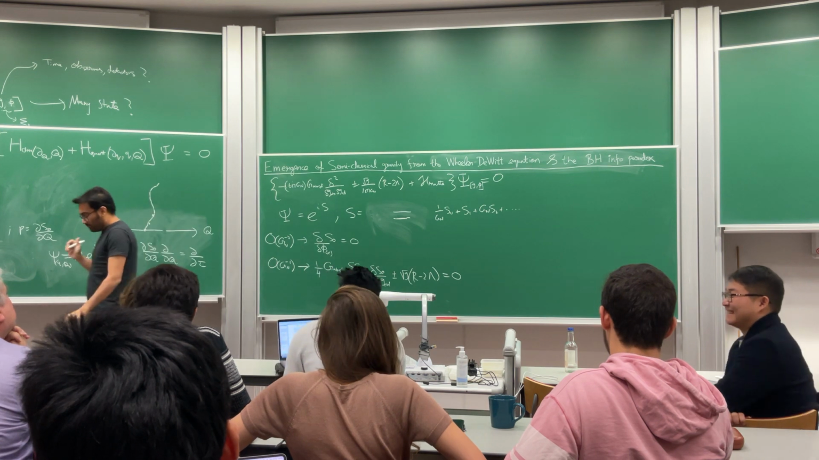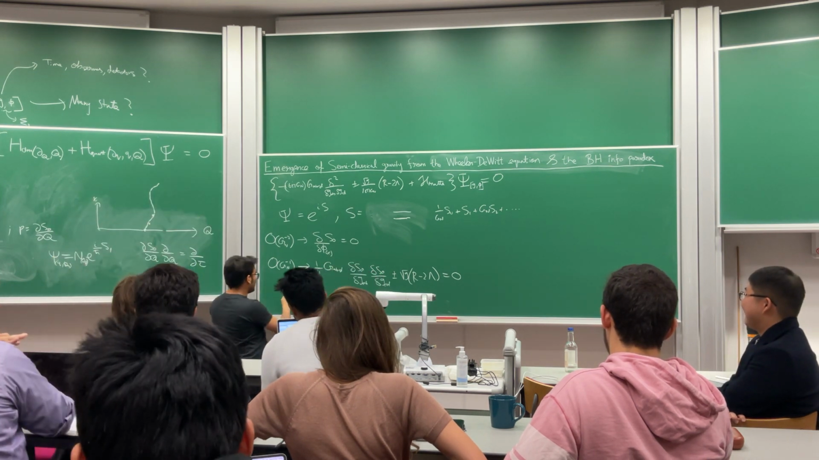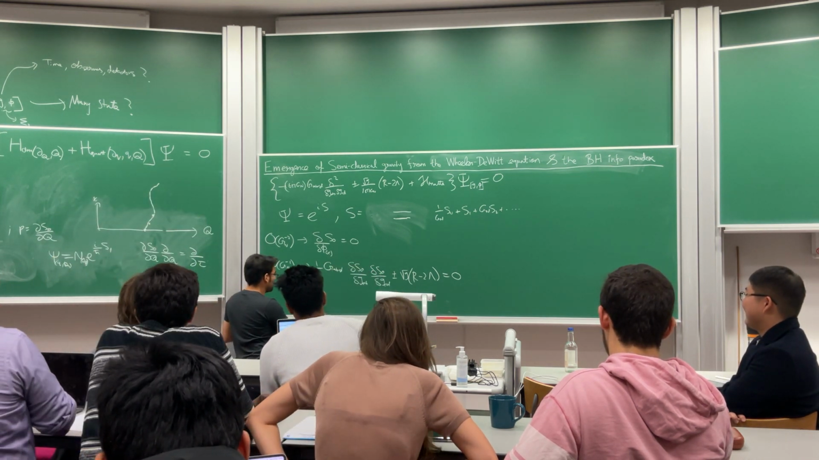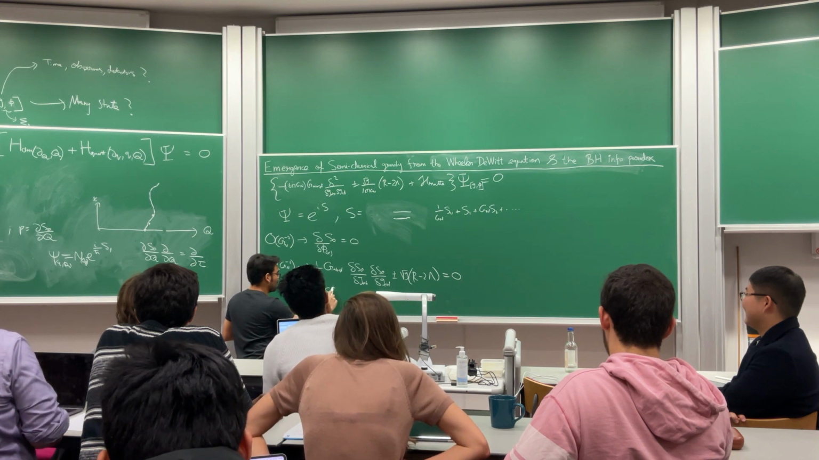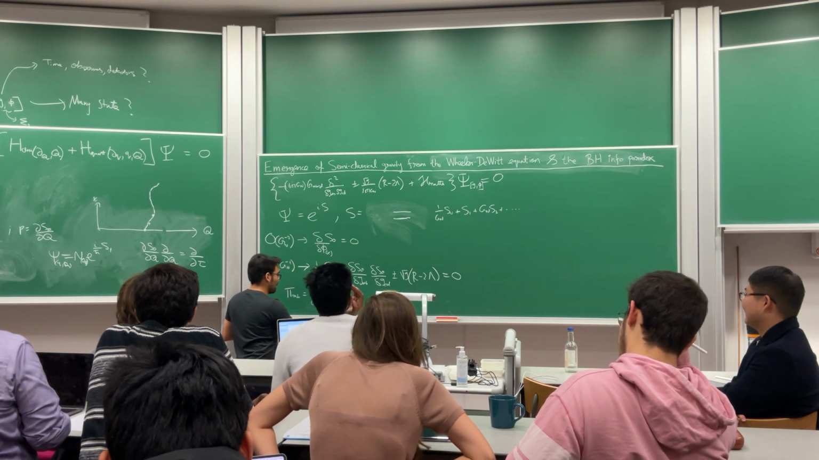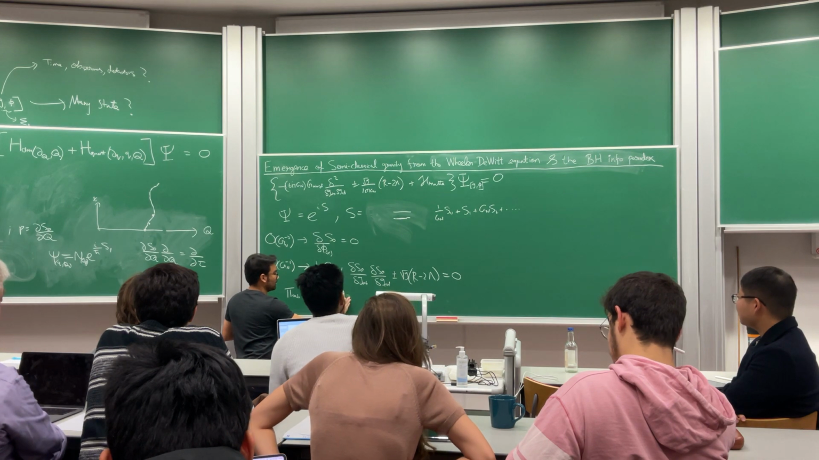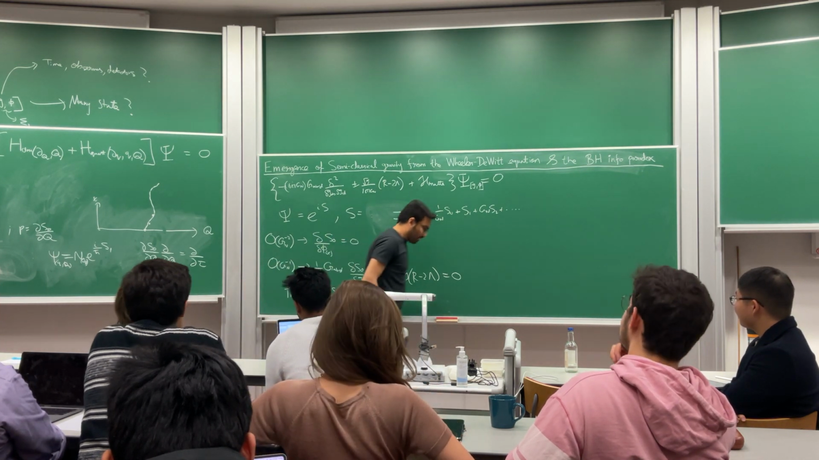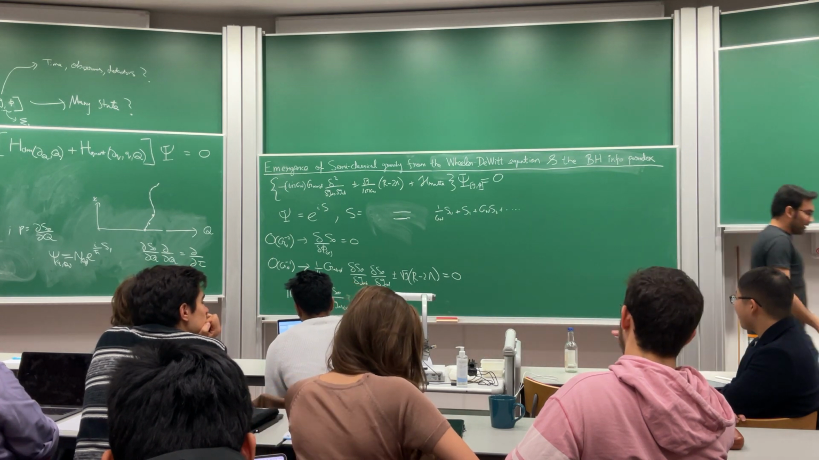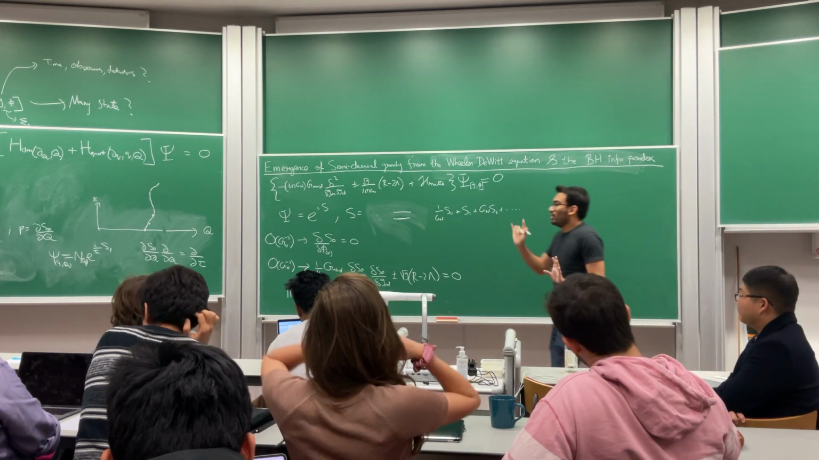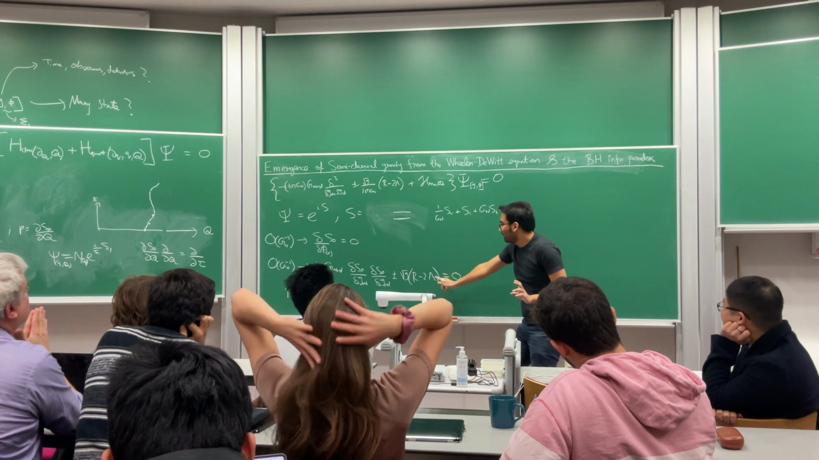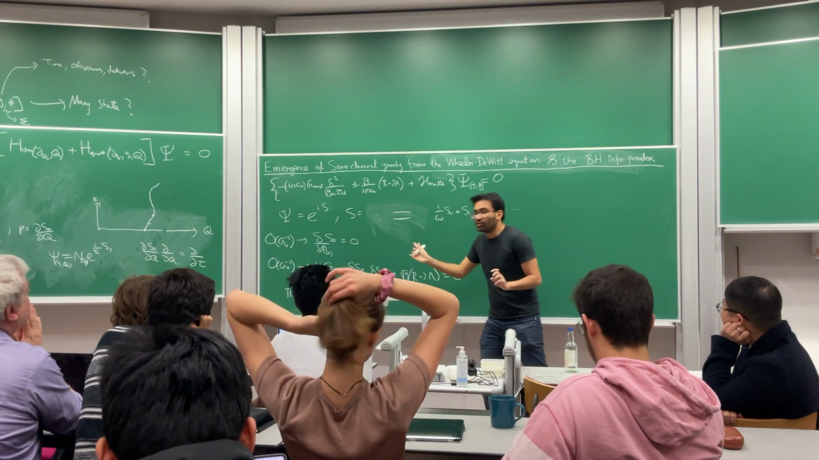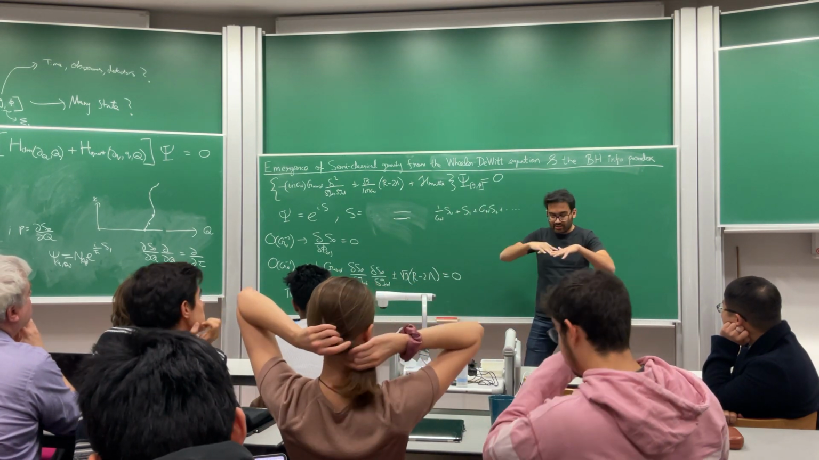S naught is the Einstein-Hamilton principal function, and from S naught you get the pi AB by taking its derivative. And so the Wheeler-DeWitt equation gives this, which is also a functional of the metric just on some slices.